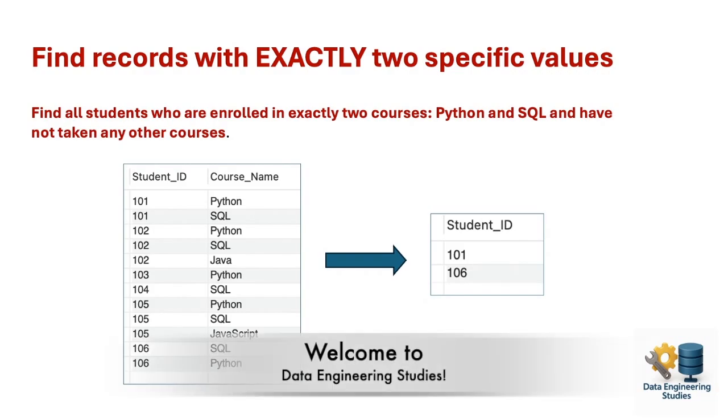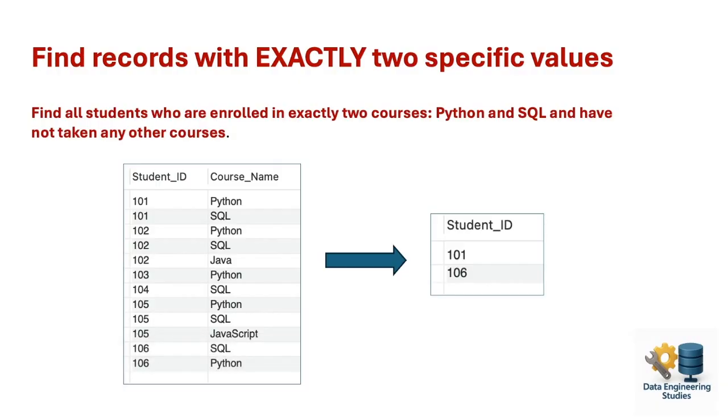Today we are going to tackle a very common coding interview challenge, that is to find records that match exactly two specific values. Here is our scenario. We have a student enrollment table which has two columns, student ID and course name. Our goal is to find students who enrolled in exactly two courses, Python and SQL, and have not taken any other courses. Looking at our data, we have two students, student ID 101 and student ID 106, who satisfy these criteria, hence we are returning those in our output.